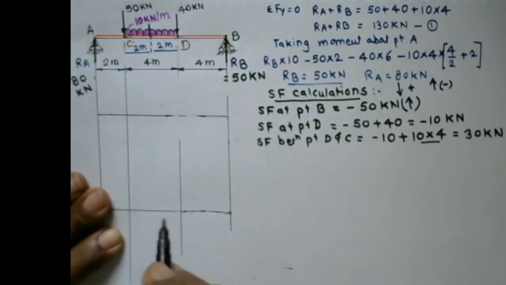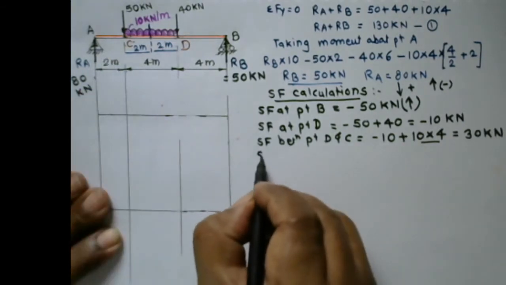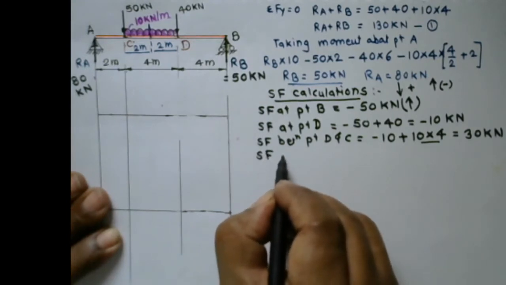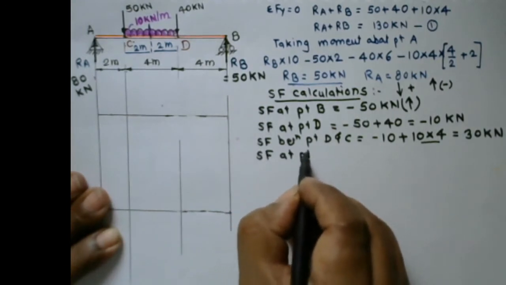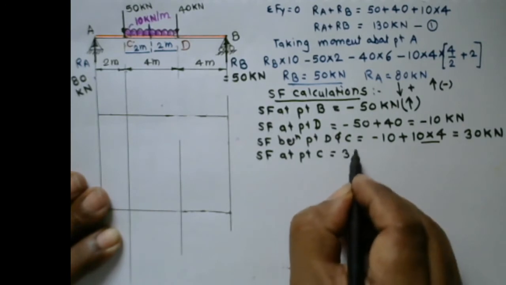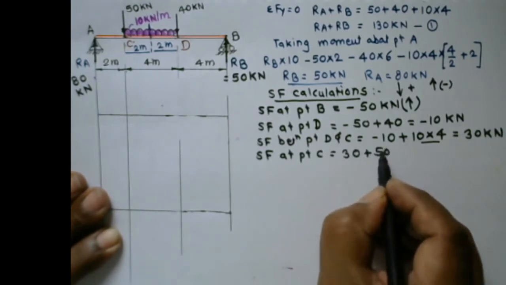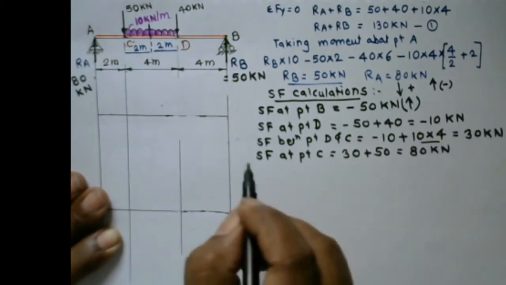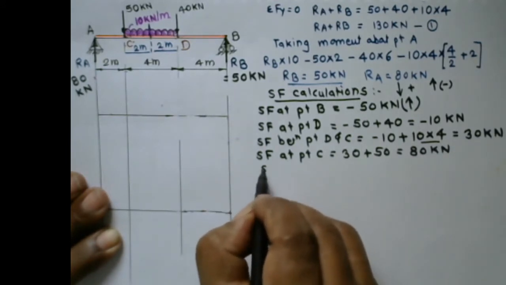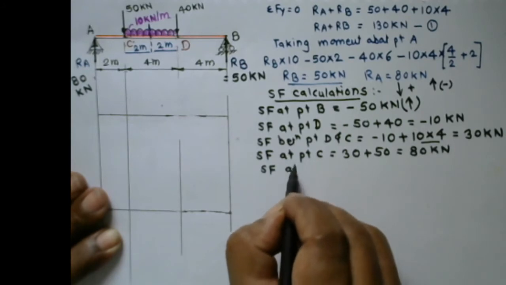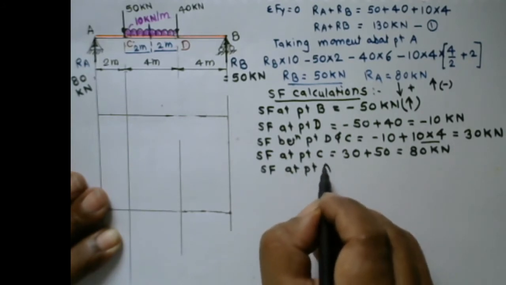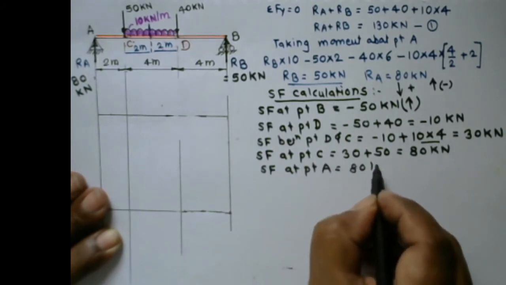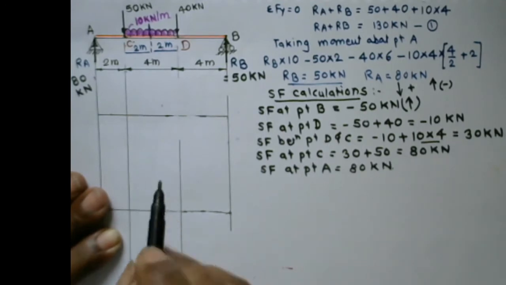At point C, 50 kilonewton force is acting, so shear force at point C is equal to 30 plus 50, it becomes 80 kilonewton. Between points C and A there is no load acting, so you may directly write that shear force at point A is equal to 80 kilonewton. Okay, now plot this shear force diagram.